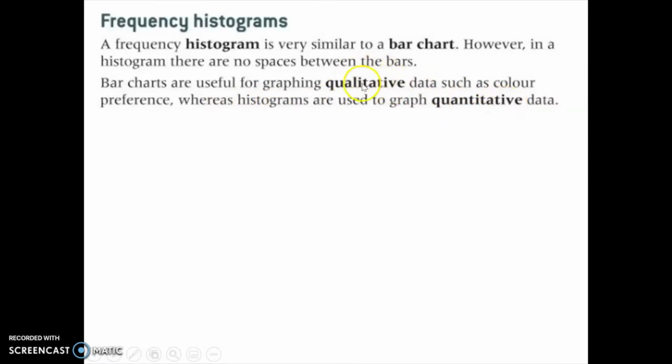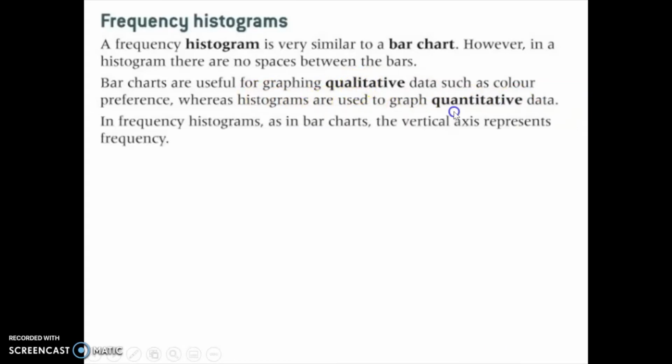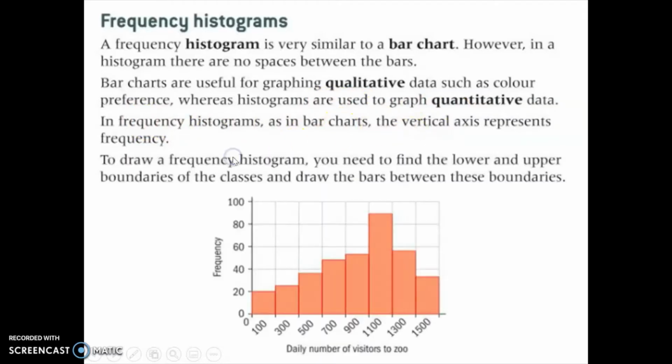So remember, we began the unit with this. Qualitative data is data talking about characteristics. Quantitative is about numbers. So again, bar charts are better for qualitative, histograms better for quantitative. In frequency histograms, as in bar charts, the vertical axis represents frequency. So let's take a look at an example here. Here's a histogram. The vertical axis represents frequency, which is a count, right? And the horizontal axis represents the number of things, right?